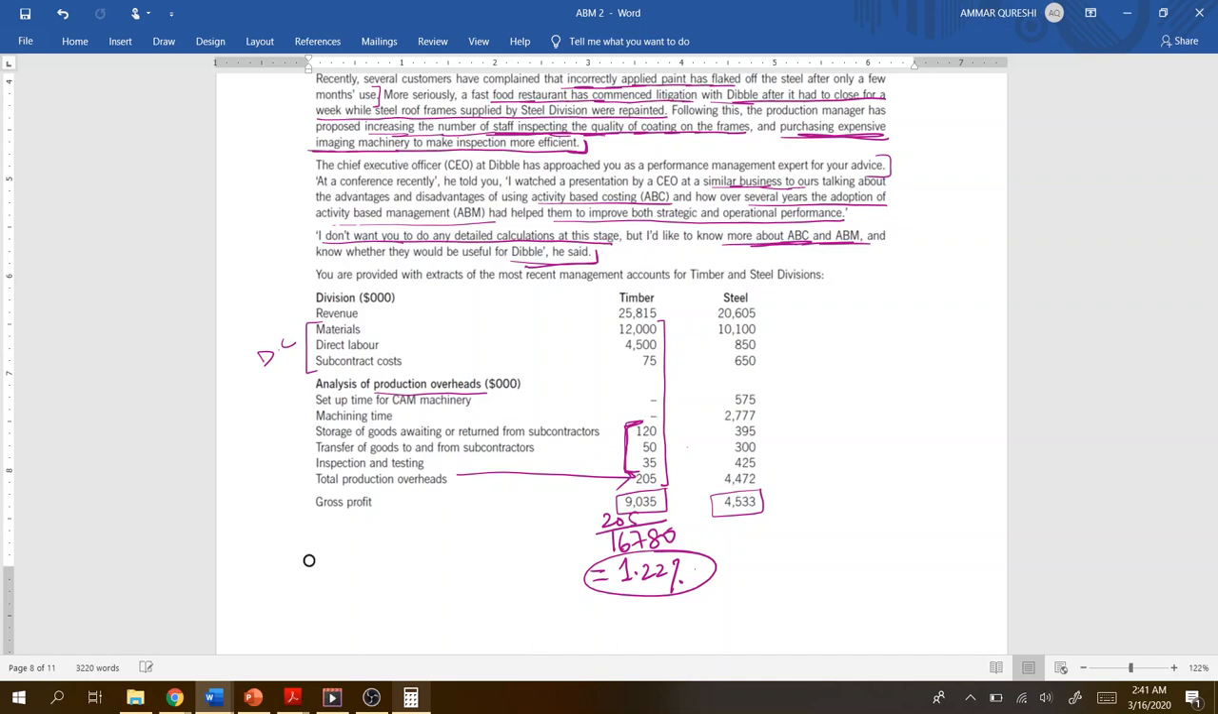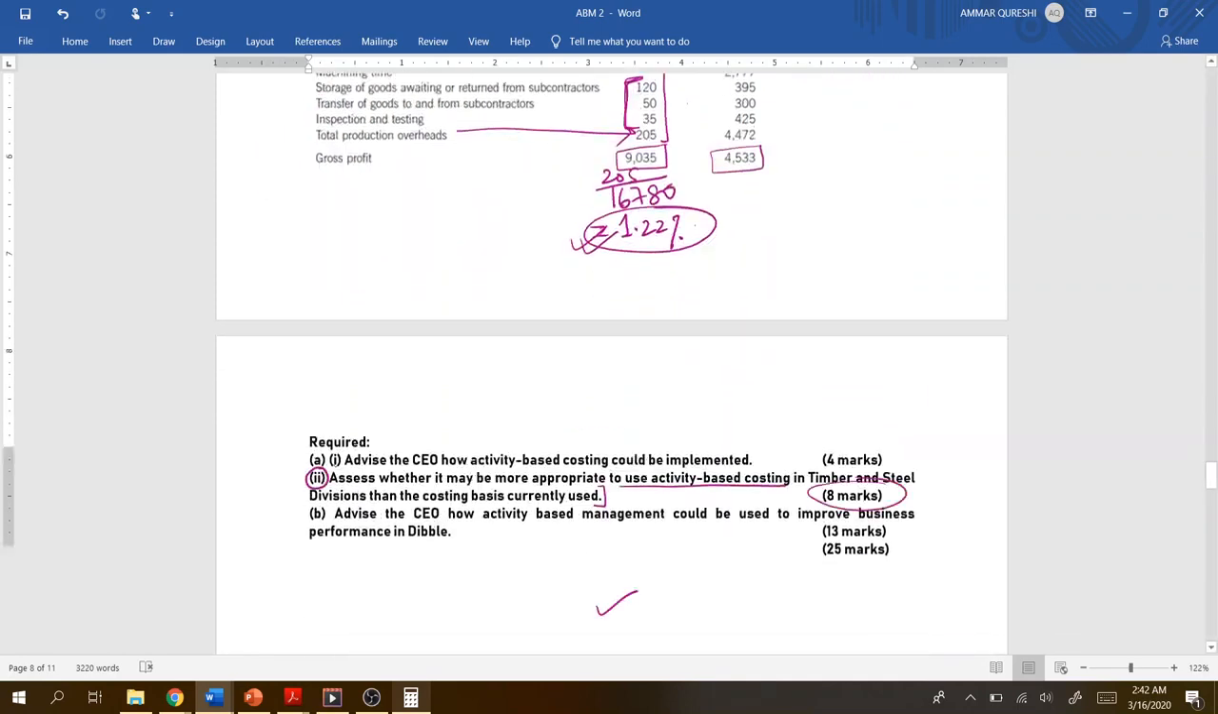So, this factor is enough to favor the fact that the company should use the current absorption costing system, because it's a more simple system, right? The situation is not complicated here. The product nature is not very complicated. Products are not very different from each other. So it's more favorable for the company to use current absorption costing.